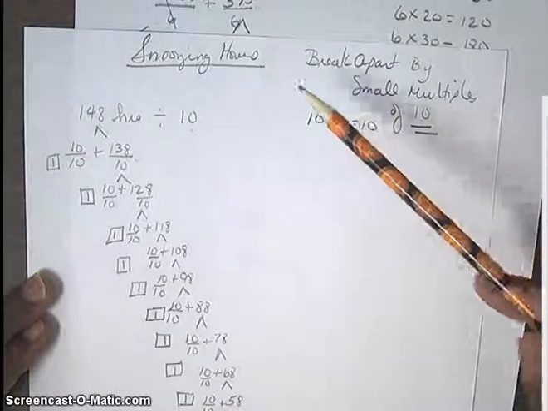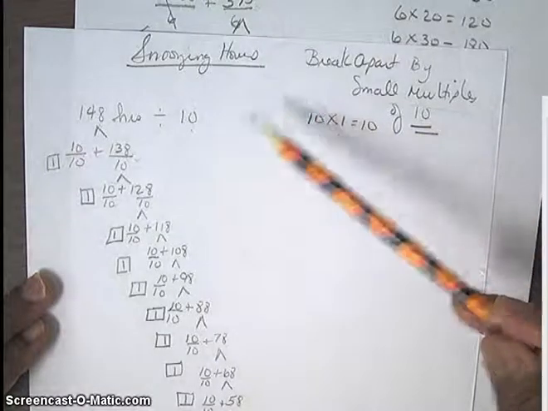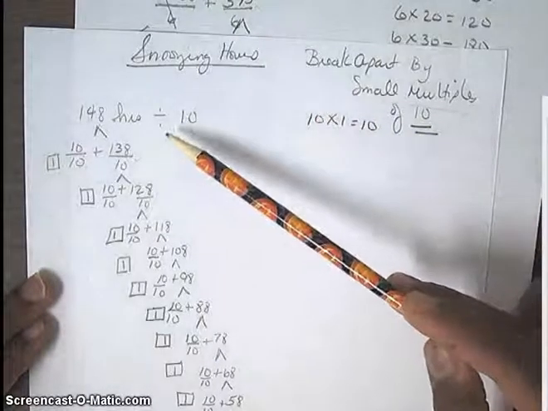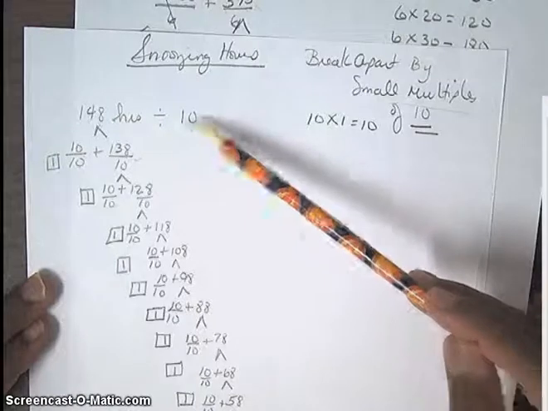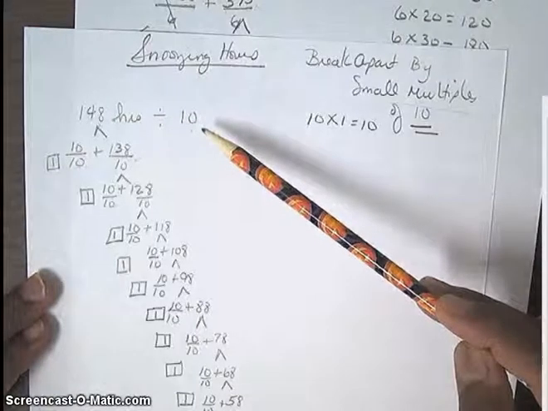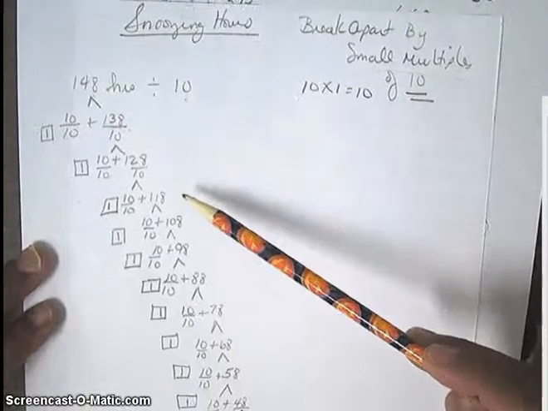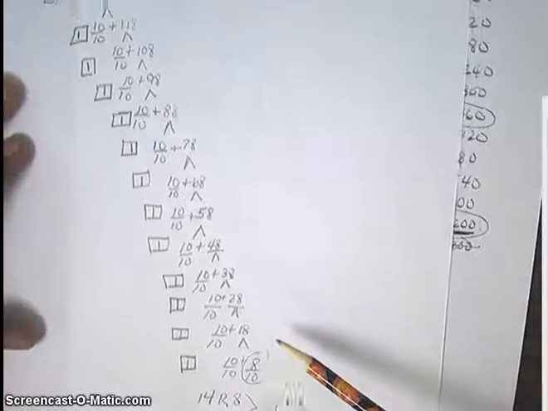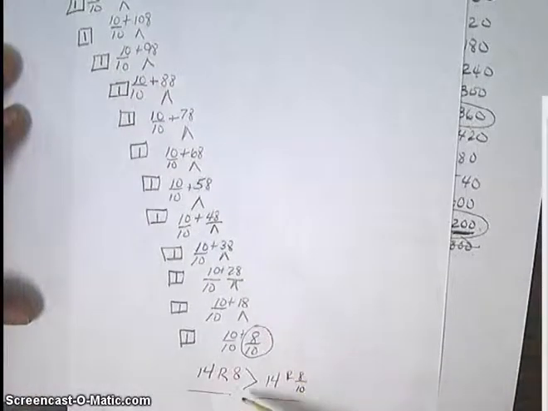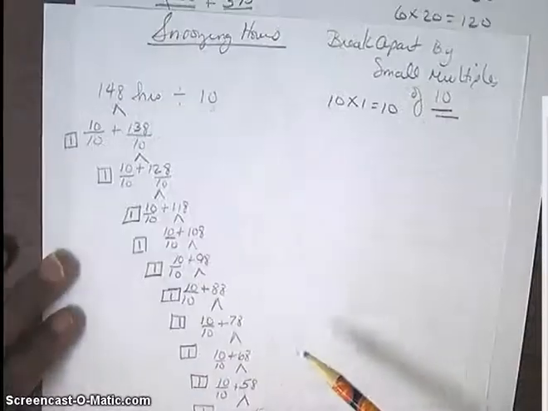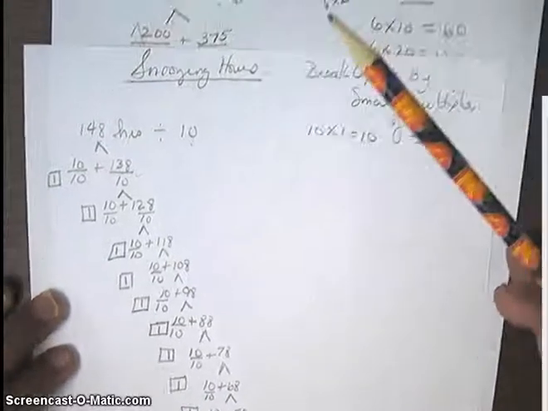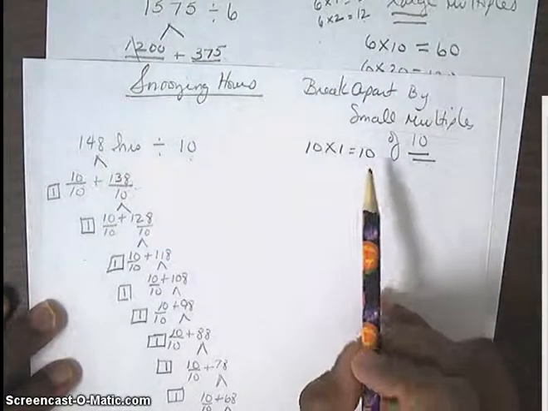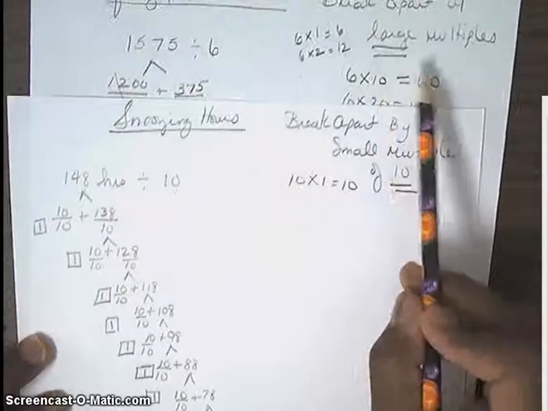But I would be remiss if I did not go back to this particular problem where we're talking about the lazy animals. We started with 148 hours of sleeping time, and we had 10 different animals to find the mean. We went through this method of subtracting 10 over and over again, and we eventually came up to 14 hours and 8/10. I want to see, can you figure out how to do this using larger multiples?